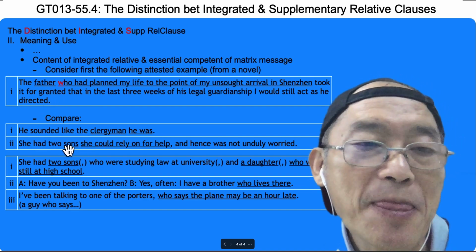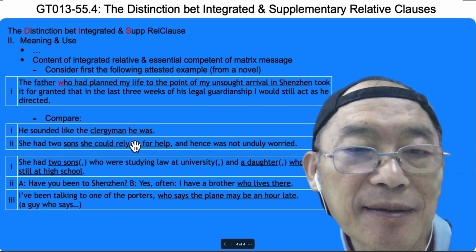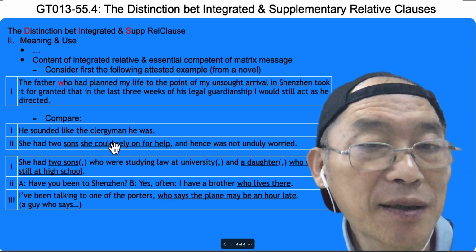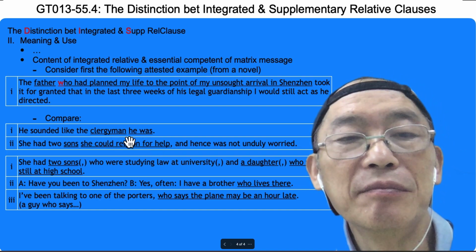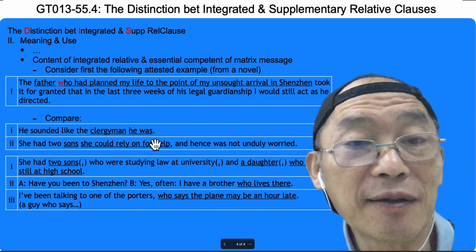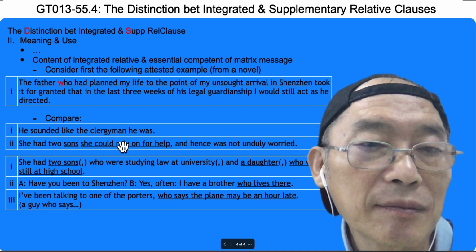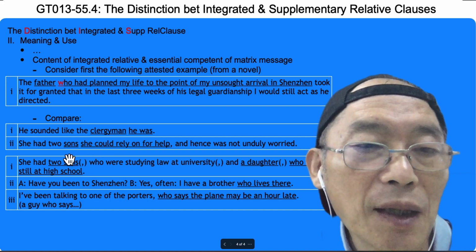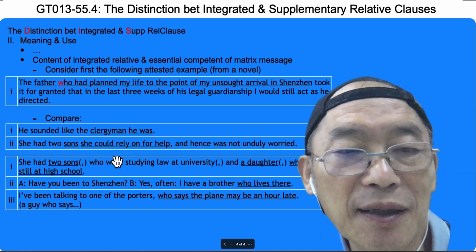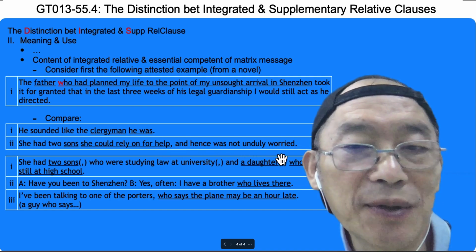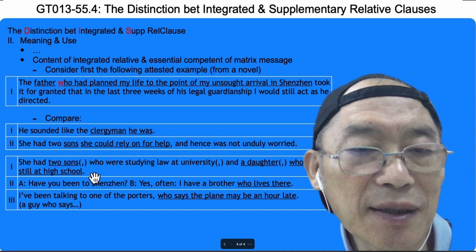Compare: sounded like the clergyman he was. Yes, he was a clergyman. This is a relative clause modifying this. Now, he had 2 sons. This is modifying this. It's not unduly worried. He had 2 sons.